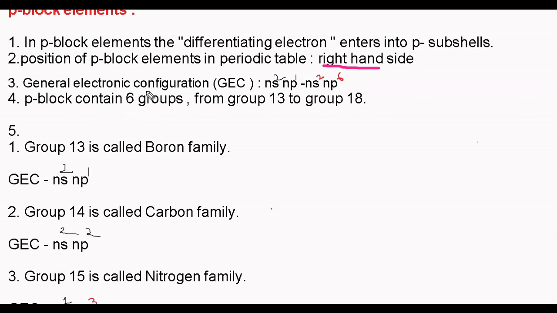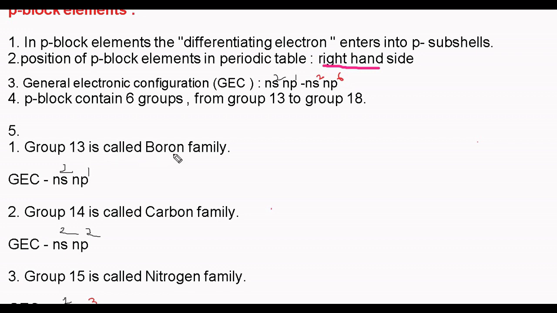P block contains a total of 6 groups, from 13 group to 18 group. Is it clear? How many groups are present in P block elements? 6 groups are present. What are those? 13 to 18. So the first one is the 13th group.